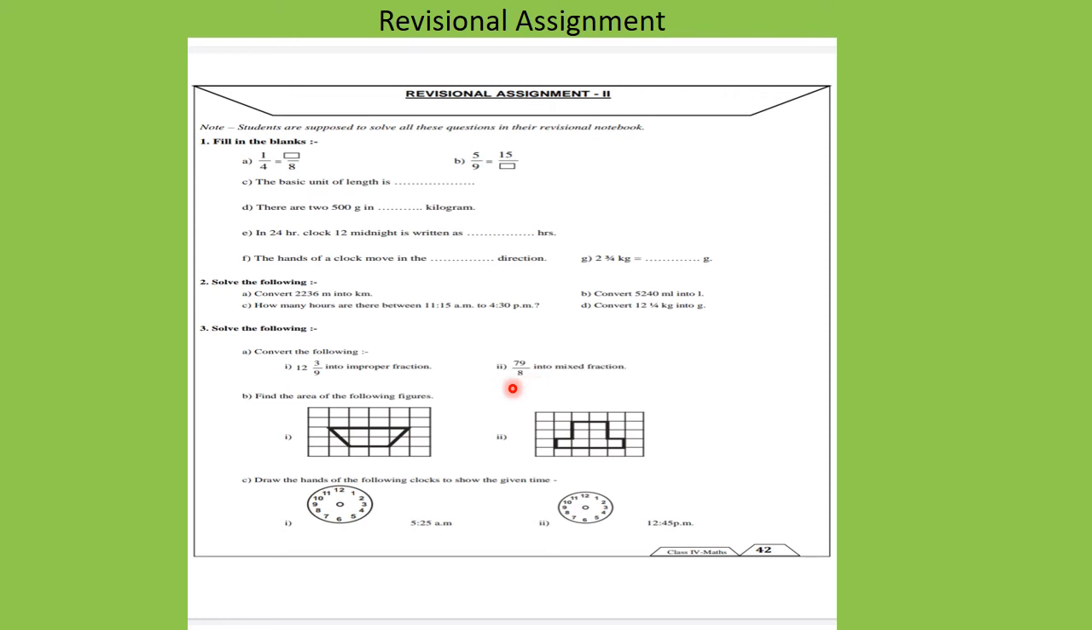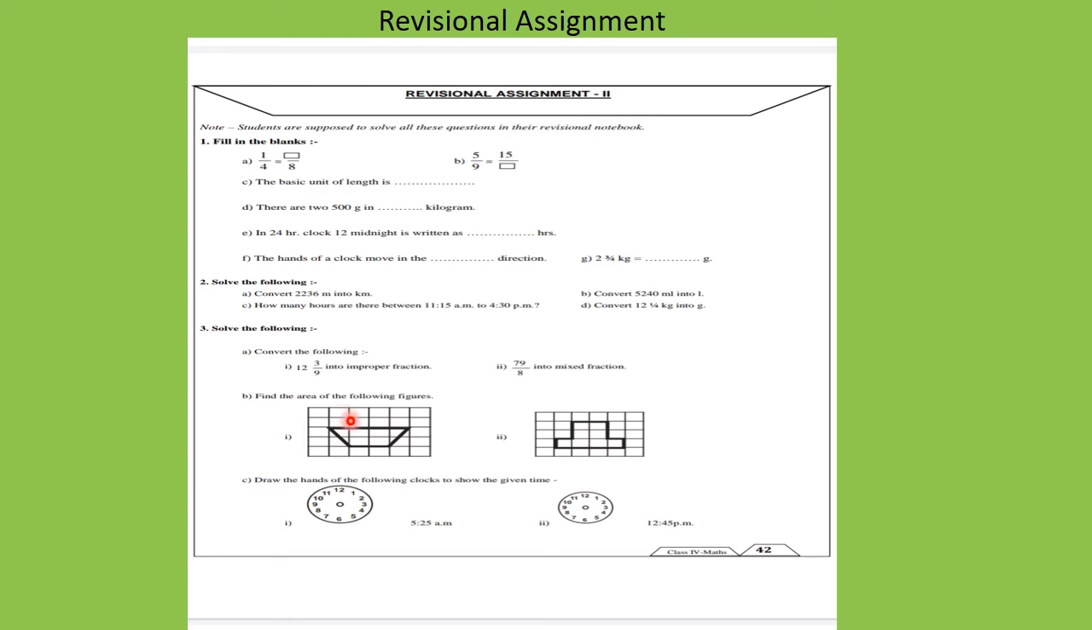Now question number B is find the area of the following. How will you find out the area of the following figures? Here you will have to keep one thing in your mind, that each side of this square box is of 1 unit. And now you will have to find out the area.